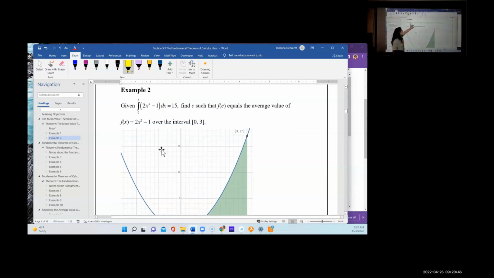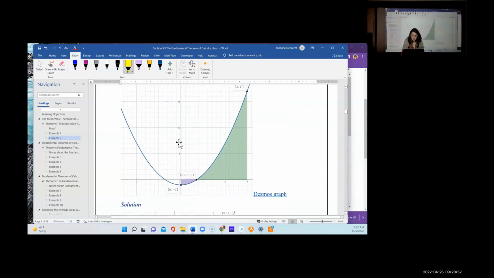So this is the definite integral from 0 to 3 of 2x squared minus 1. And they're telling us the area is 15. Now you'll notice that this graph here drops a little below at this point right here as it's headed towards the vertex at (0, -1). And it has a much larger area above. Remember that area below the axis is negative and area above the axis is positive. So the net area is 15.